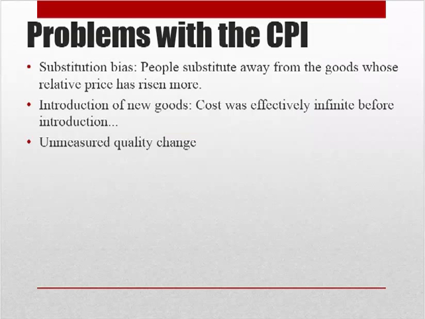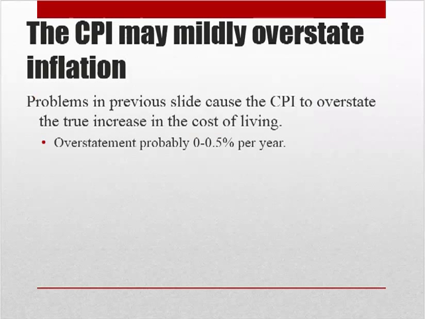But what about something like if it has better steering, or better braking than the older models? How do we actually include that in trying to think about how much a new Corolla might be better than an old Corolla? Those get to be some sticky questions. Because of all those things, the CPI may mildly overstate the inflation.